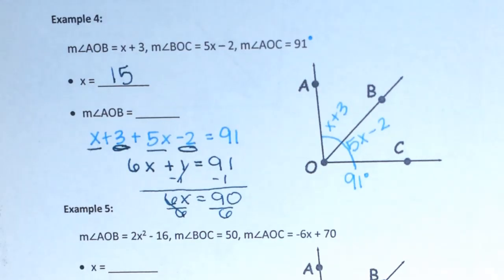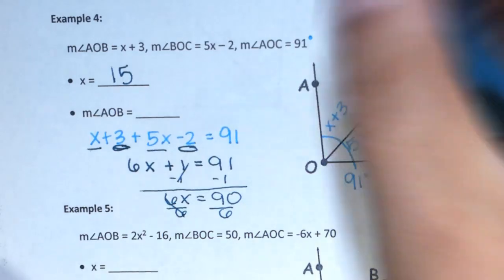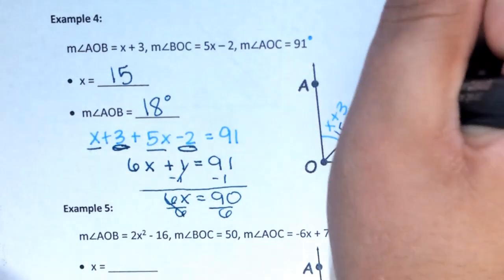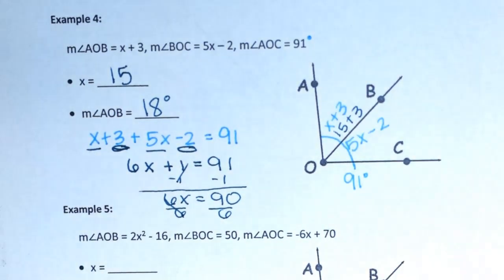Alright, somebody from that back corner over there. How do I find AOB? Substitute in what? 15 into x plus 3. And what is 15 plus 3? 18 degrees. Okay. You'll definitely see something like that. Is that doable? Yes. Can I move on? Yes.